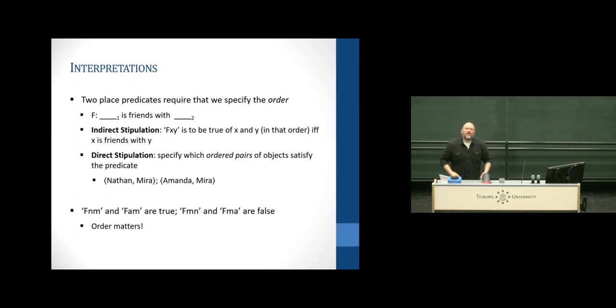Now, sometimes it's not really going to matter. Romeo loves Juliet, Juliet loves Romeo. Cool. What that means is that you've got two pairs in the extension of loves. You've got the ordered pair Romeo-Juliet, and then the ordered pair Juliet-Romeo.